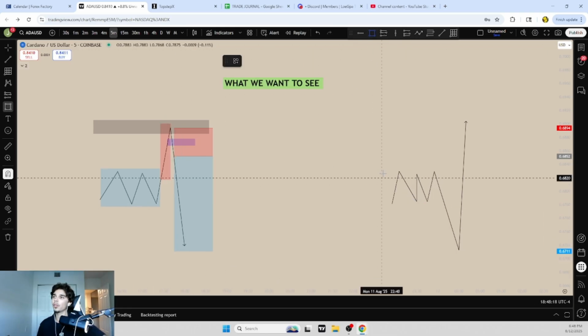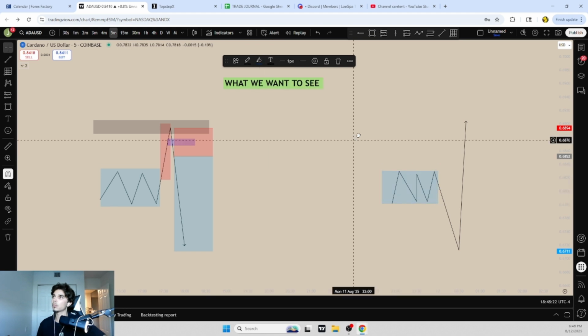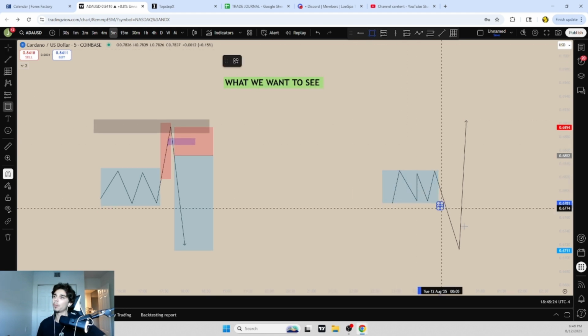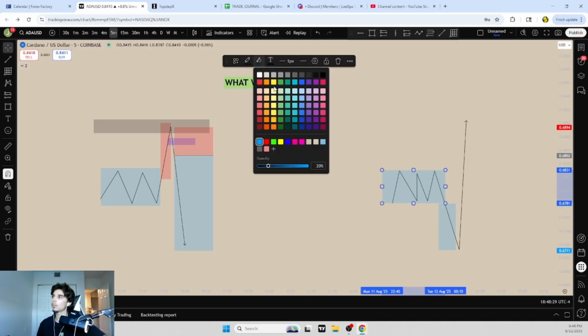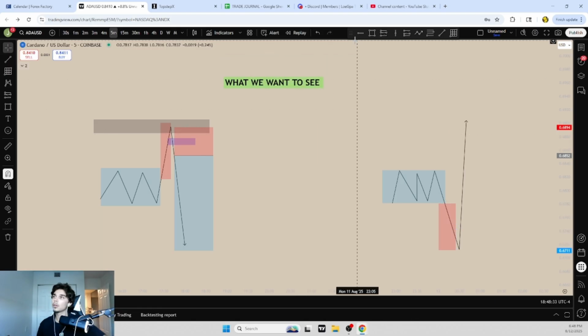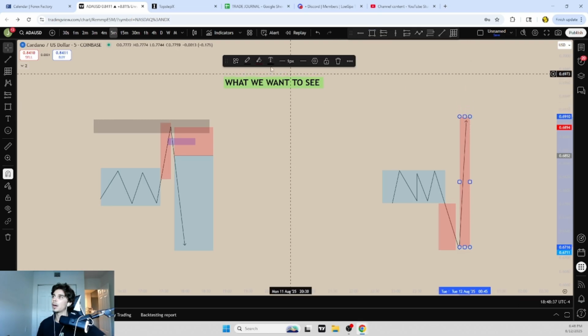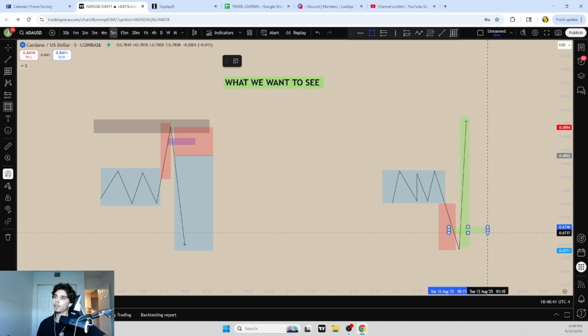Same thing over here for our bullish example. Clear form of accumulation. Clear form of a manipulation. Okay? I'm over here clicking around too much. And then a clear form of a distribution. And how do we know if the distribution is coming? Well, because we get an inversion down here.